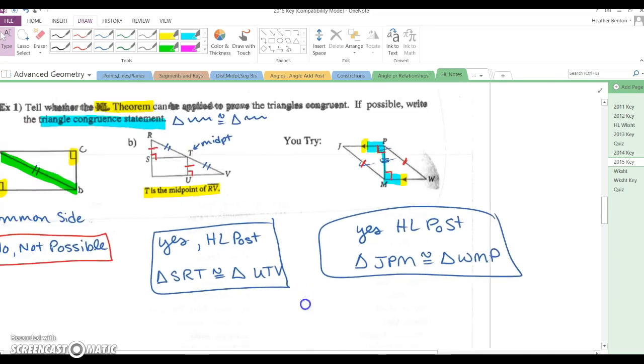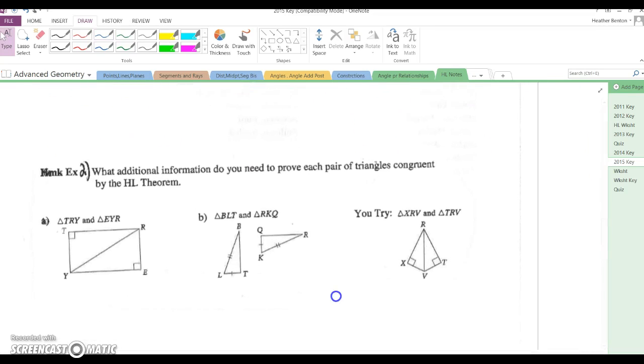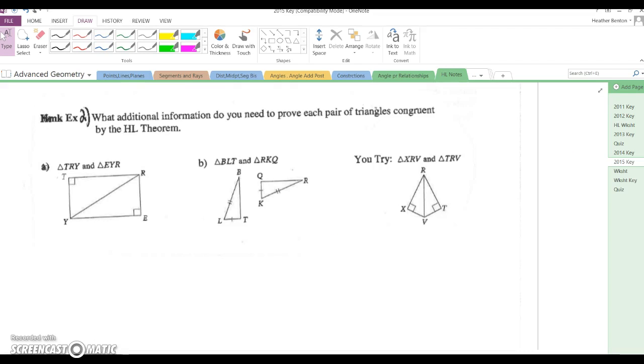Okay. All right, let's go on to example 2. Remember, this is the kind of homework example where they're asking you what else do you wish you had in order to prove these two triangles congruent by hypotenuse leg. So it looks like I already have the right angles. As I go through my checklist, before I say what I wish I had, I don't have arrows, I don't have vertical angles, but I do have a common side. I don't have a statement about a midpoint or perpendicular lines, anything like that.